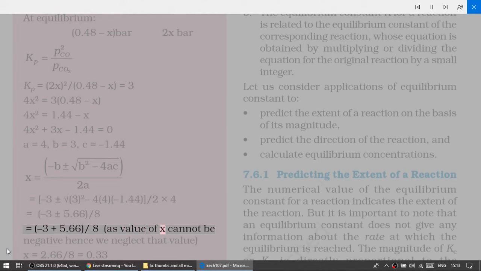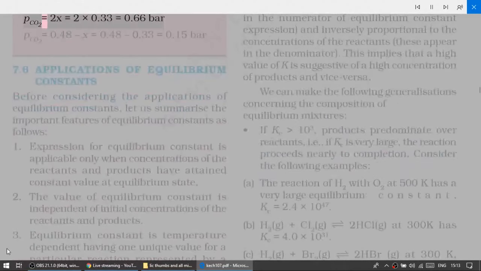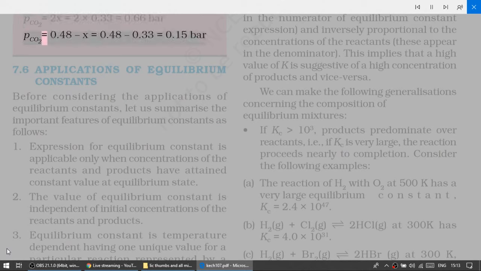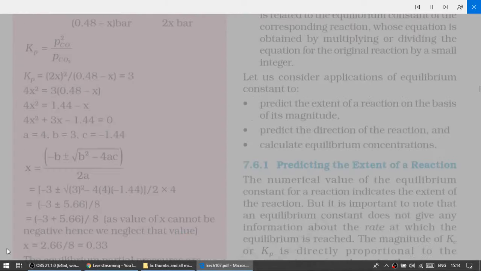As the value of x cannot be negative, hence we neglect that value. x = 2.66/8 = 0.33. The equilibrium partial pressures are PCO = 2x = 2 × 0.33 = 0.66 bar, and PCO2 = 0.48 - x = 0.48 - 0.33 = 0.15 bar.